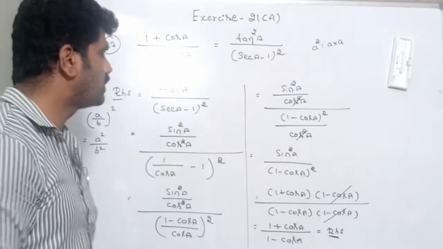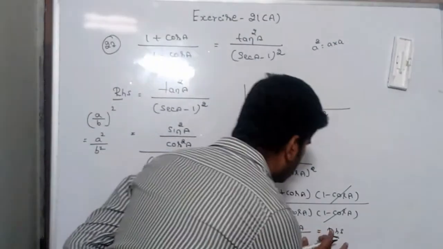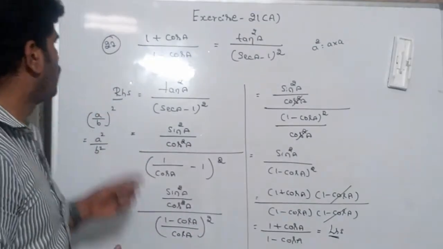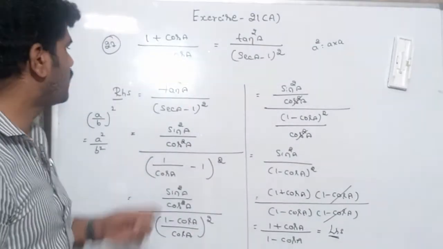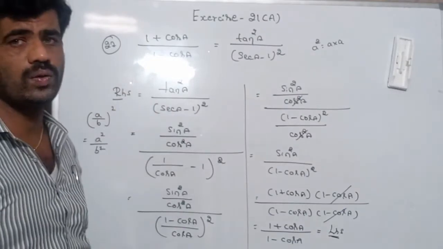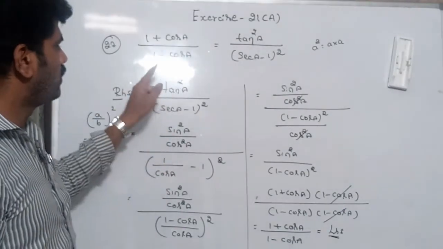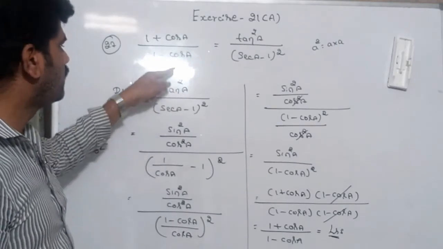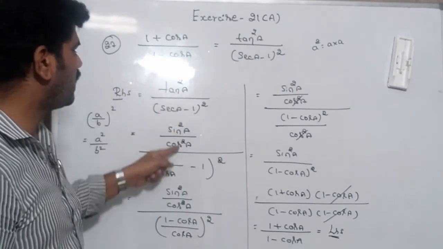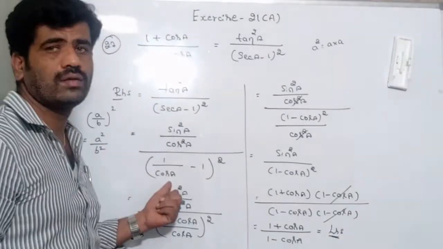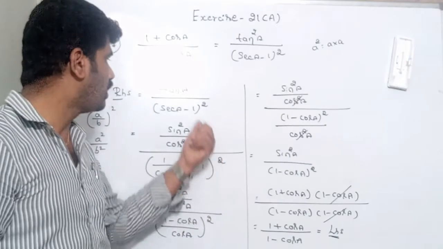Very simple brother. So once again, sorry, not RHS, this is LHS, because I have taken RHS first. So first take RHS. What is RHS here? Tan square a divided by secant a minus 1 the whole square. Then substitute their inverse, write the inverse relation. Tan square a can be written as sin square a by cos square a, divided by secant a, which can be written as 1 by cos a, minus 1 the whole square.